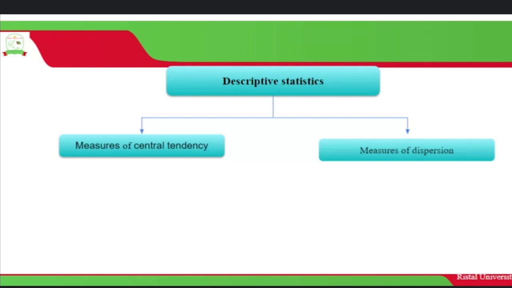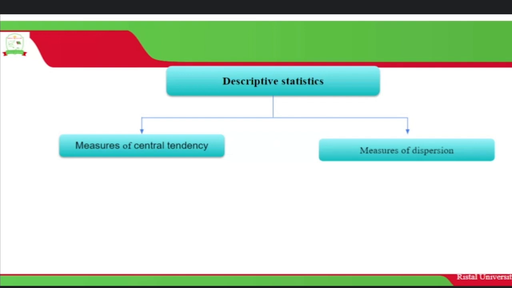Those measures provide a single value that summarizes the entire data set or a variable in the data set. And this allows public health professionals to understand the typical or average case in a population or in a sample.